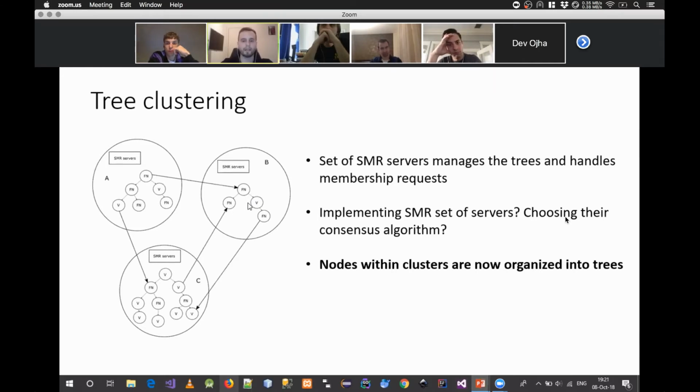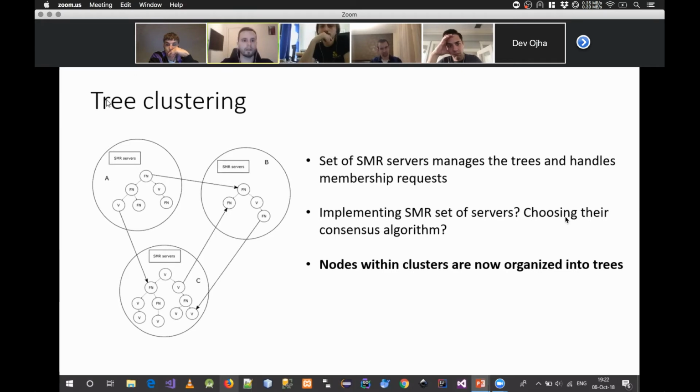What's more, it is good practice to periodically shuffle the tree because, for example, leaf nodes in a tree gossip information a lot less than interior nodes. Therefore, in case they have a high bandwidth, they are underutilized. So in order to optimally utilize the bandwidth of all nodes in a cluster, we should periodically shuffle the tree, or actually state machine replication servers should periodically shuffle the tree.